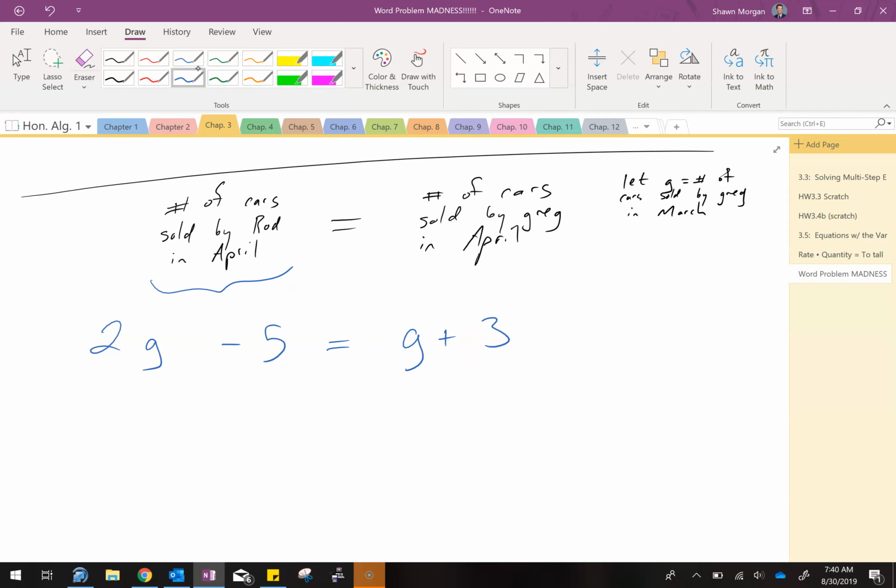Go ahead, Peter. Subtract G from both sides. Very good. And how about we add 5 to both sides? So we get G equals 8. Now, the rookie would say, aha, I'm done. Move on to the next one. Right? We're not rookies in this class.